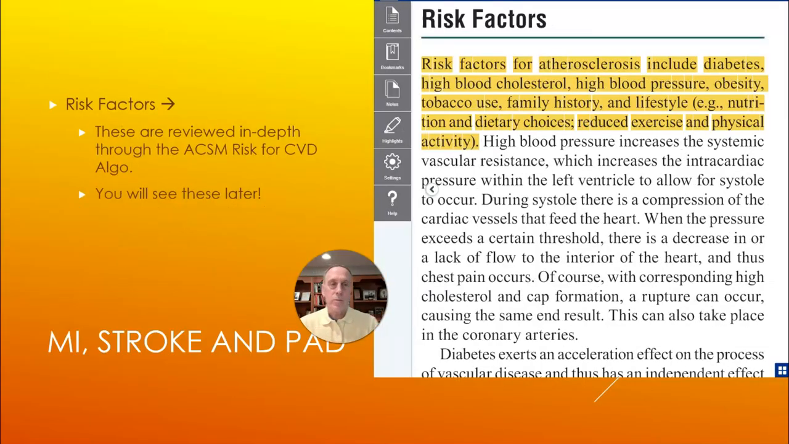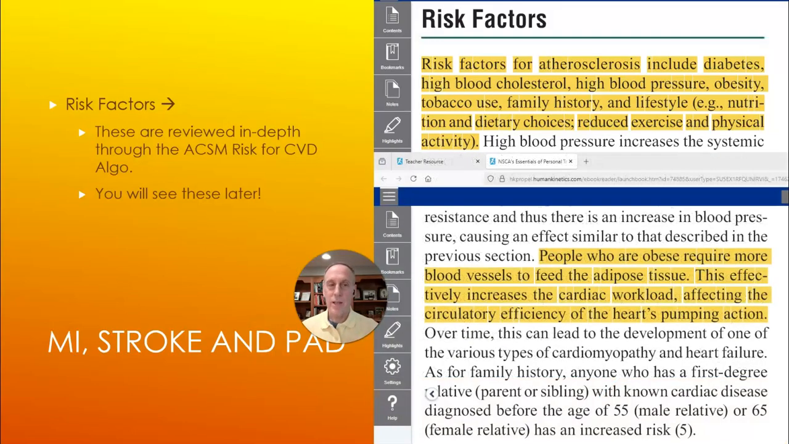So with the risk factors, the book notes this, take note as well. The risk factors for atherosclerosis include diabetes, high blood cholesterol, high blood pressure, obesity, tobacco use. Sound familiar? Family history, lifestyle, including nutrition and dietary choices with lower exercise and lower physical activity. These are all things that should sound very familiar to you. And we talked about them in a previous presentation, and we've talked about them at length when we've done our case studies. They all kind of tie together.